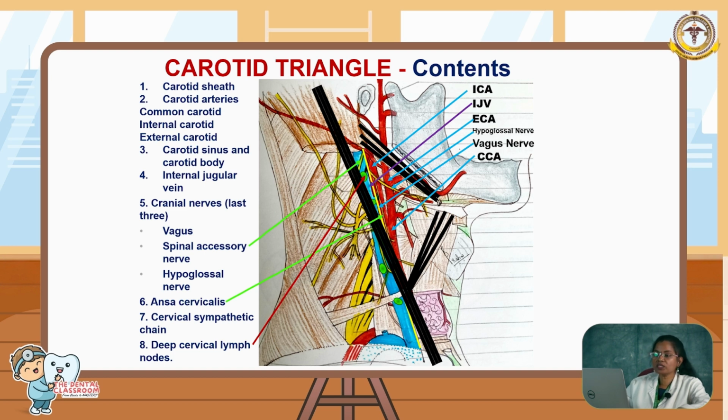And along with the common carotid artery and the other carotid arteries, we can see the carotid body and the carotid sinus. Apart from that, we can see two more cranial nerves in this triangle, the hypoglossal nerve and also the spinal accessory nerve. Apart from that, we can see a nerve loop over the carotid sheath, that is called the ansa cervicalis. Posterior to the carotid sheath, we can see a long chain of nerve, that is the sympathetic chain. And also we can see a few deep cervical lymph nodes here.